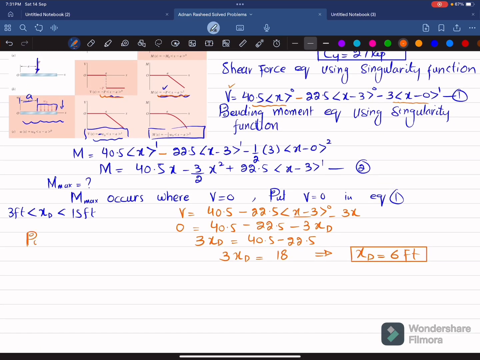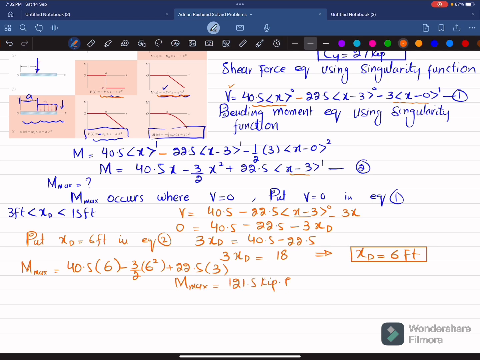Now put xd is equal to 6 feet in equation 2. So we will get maximum bending moment that will be equal to 40.5. X will be replaced with xd, 6 feet minus 3 over 2, 6 square, plus 22.5 into x, 6 minus 3 is 3. Clear?